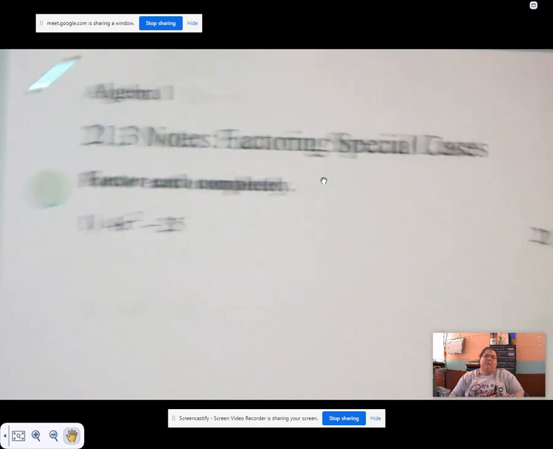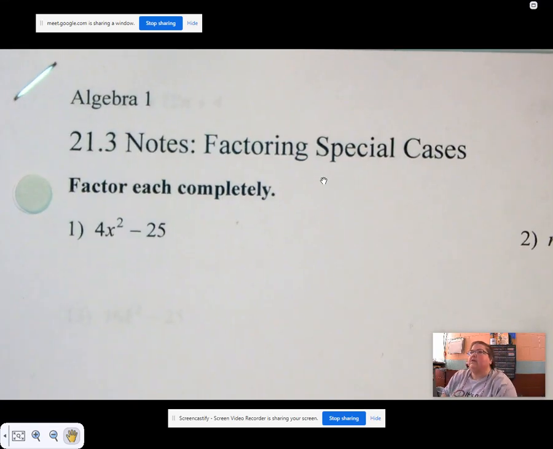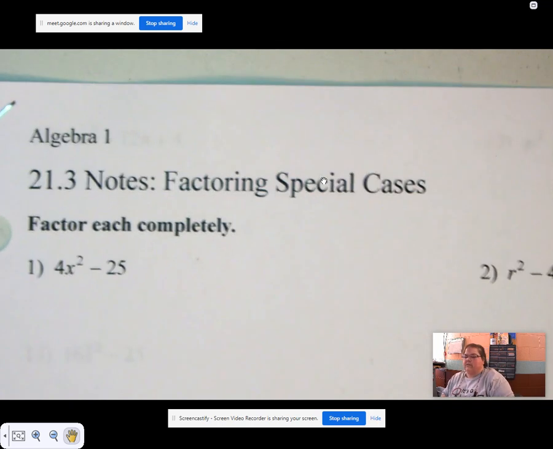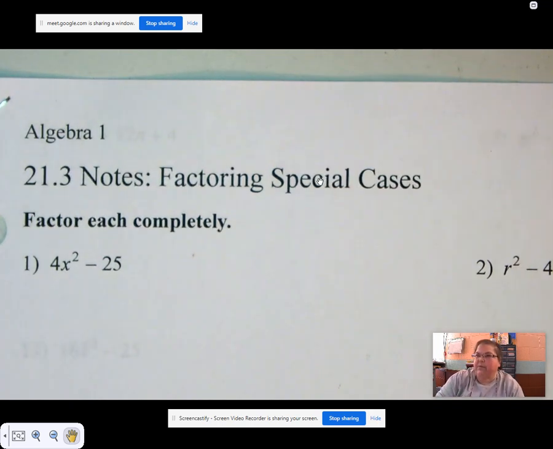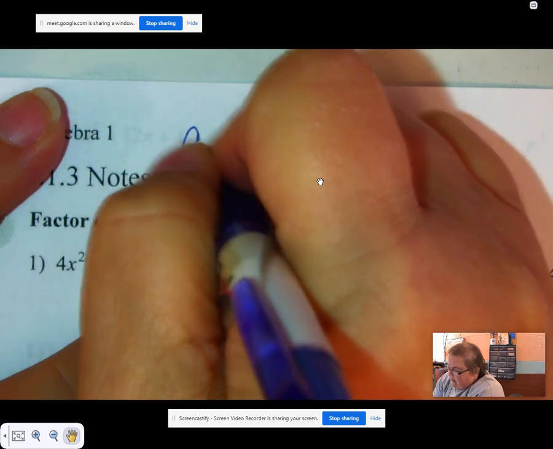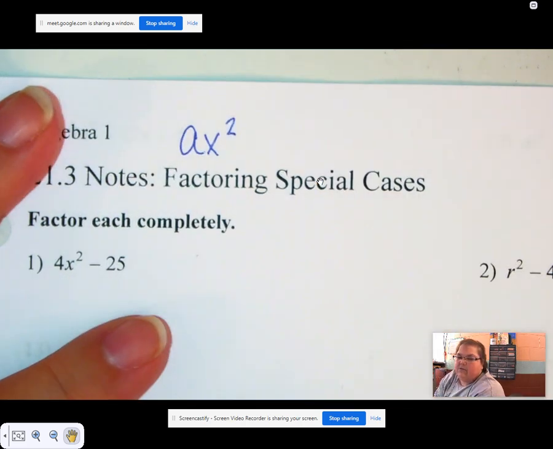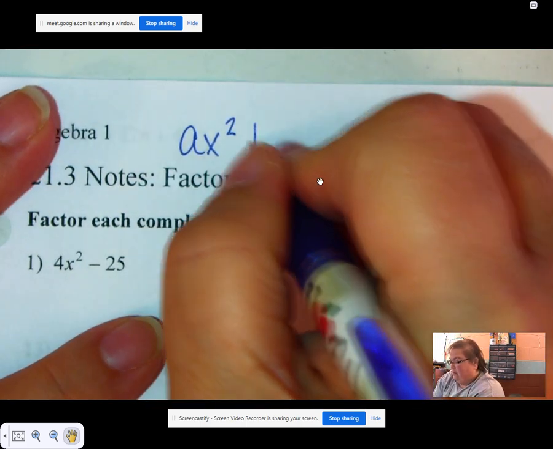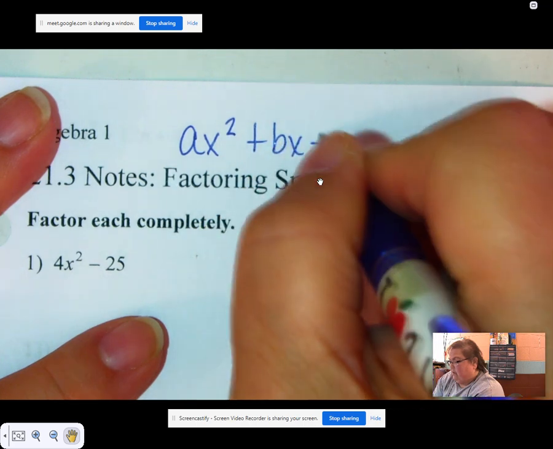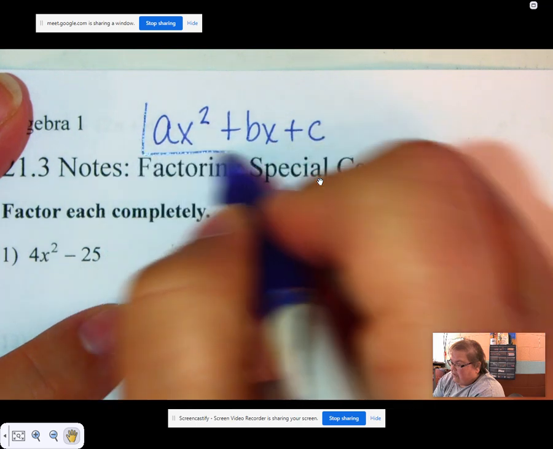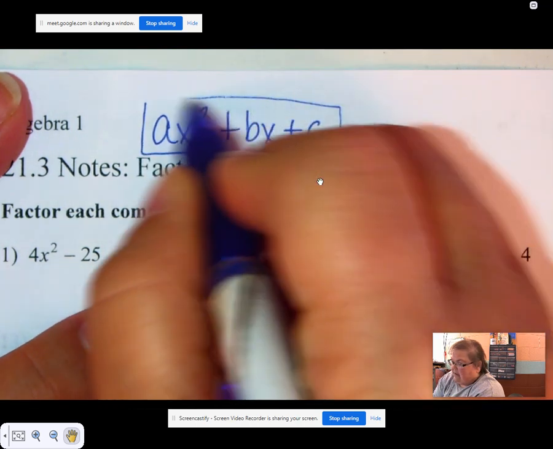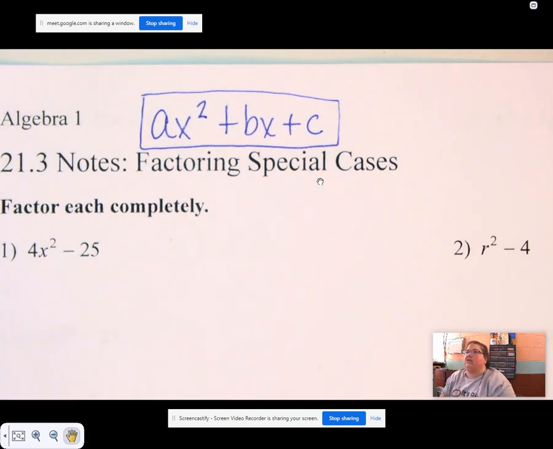Okay, so continuing with factoring, we're going to talk about special cases today. So let's put our little notes up here at the top that we usually do. What is our quadratic form in standard form? Ax squared plus bx plus c. All right? Where a is always with the x squared, b is always with the x, and c is always a constant.